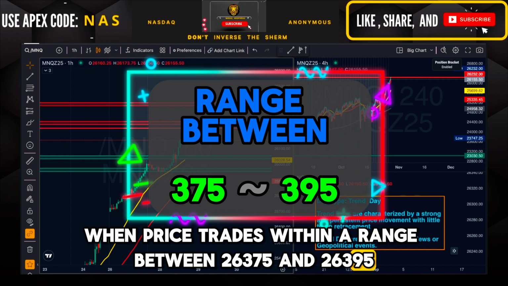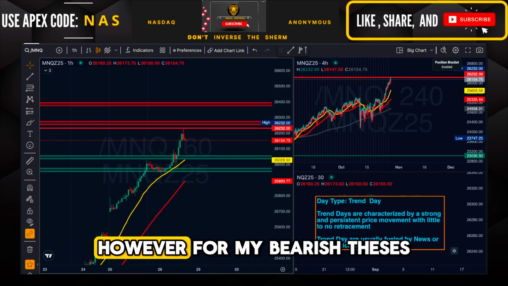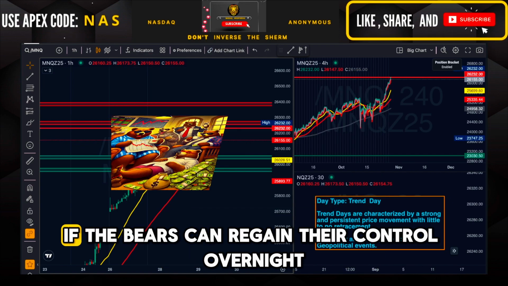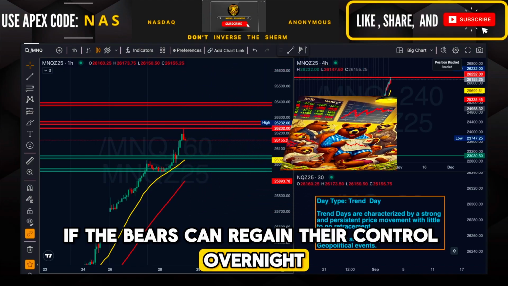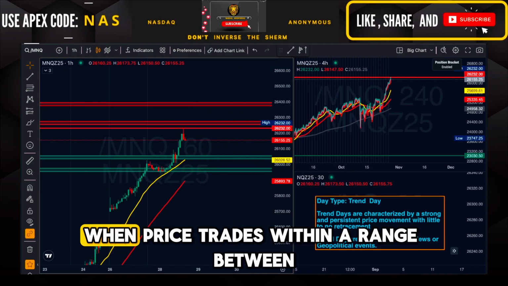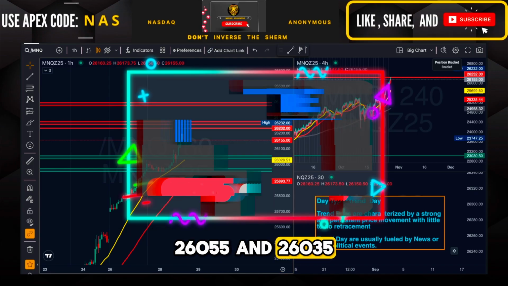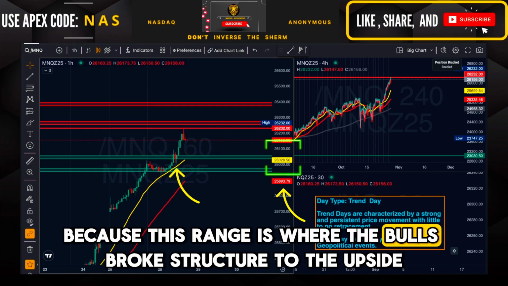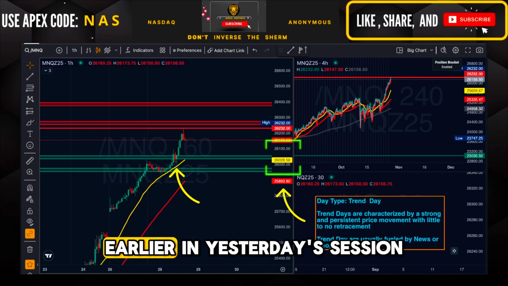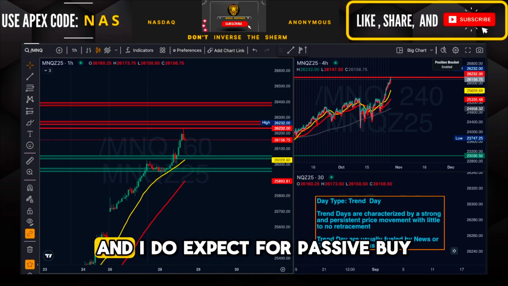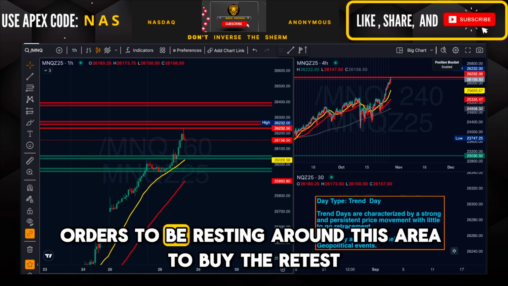375 and 395. However, for my bearish thesis, if the bears can regain their control overnight, then I'll be watching the reaction when price trades within a range between 2655 and 2635. Because this range is where the bulls broke structure to the upside earlier in yesterday's session. And I do expect for passive buy orders to be resting around this area to buy the retest.